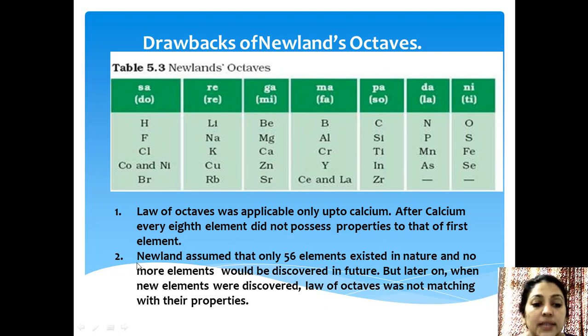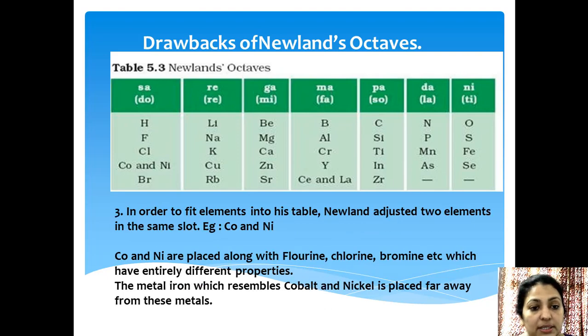The second drawback was that Newland assumed that only 56 elements existed in nature. So in his time only 56 elements were known, and he thought that no more elements would be discovered in future. But later on, when new elements were discovered, the law of octaves was not matching with their properties, or the law of octaves failed to explain the properties of those elements. Clear? Now we'll move to the next drawback.